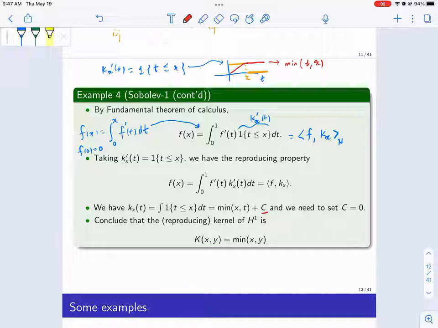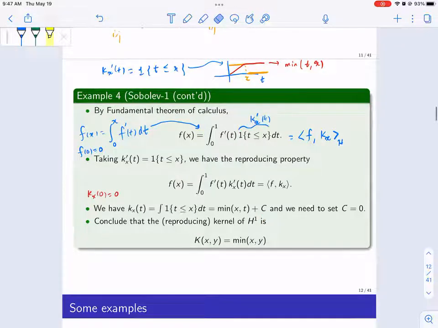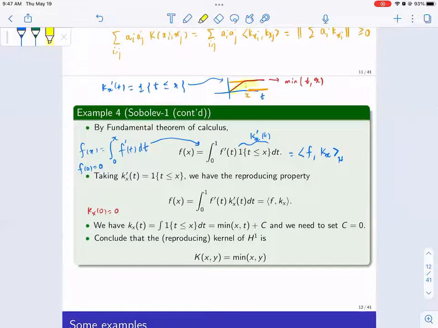So I want basically k_x(0) to be 0. Right, and you can see from this picture that the only way that I can get 0 is if there's no constant, basically, otherwise it shifts up. So this has to be 0 by the boundary condition.